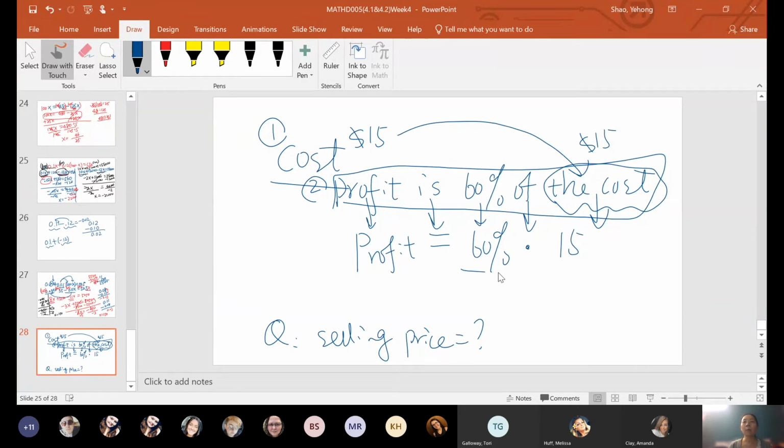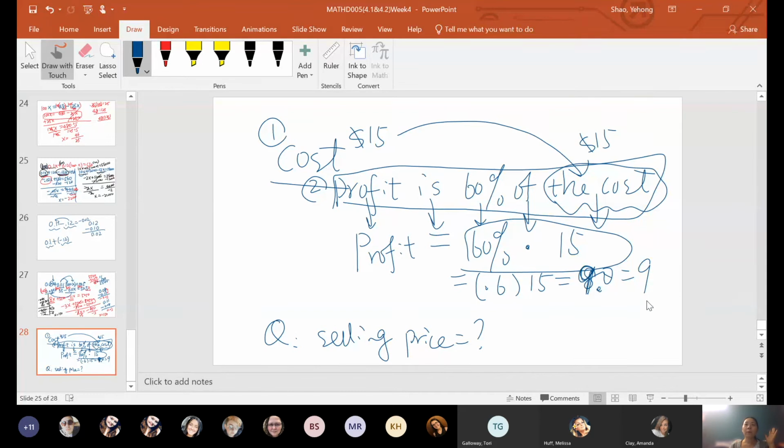Okay, so now I'm going to work this out. 15 times 60%, which gives us 0.6. 60% is 0.6 times 15. Now, when you multiply decimals, ignore the decimal point. So just multiply 15 times 6. That gives you 90. And now put the decimal point back. One decimal place. So that's pretty much $9.